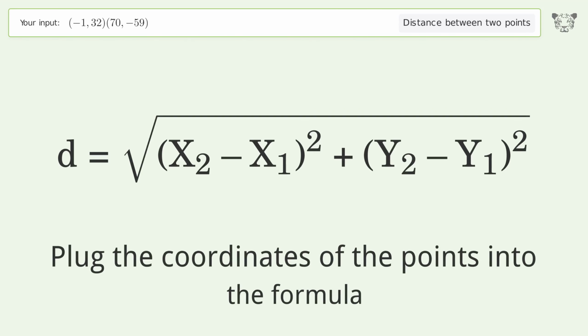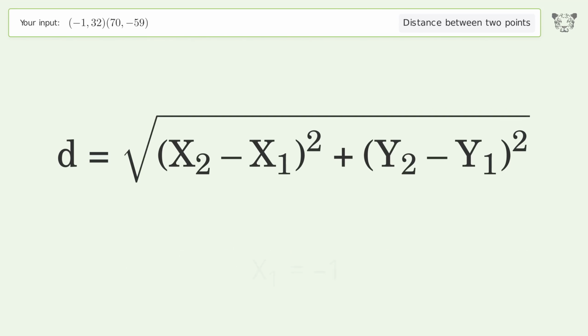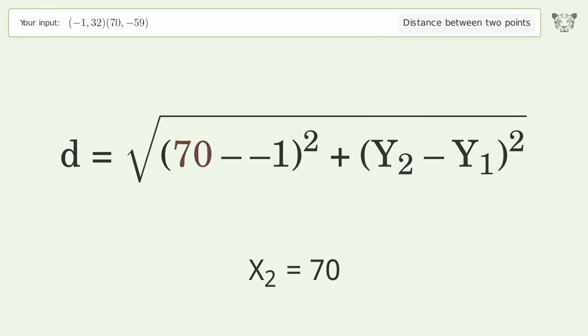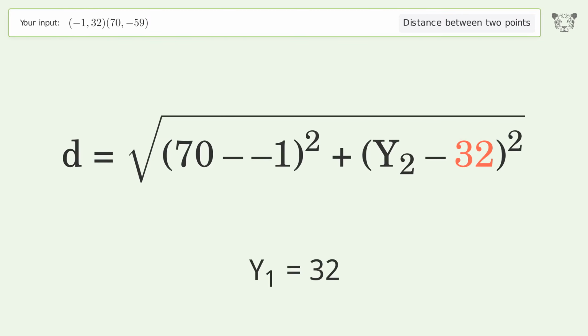Plug the coordinates of the points into the formula. x1 equals -1. x2 equals 70. y1 equals 32. y2 equals -59.